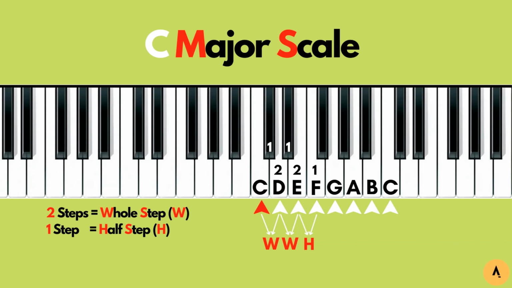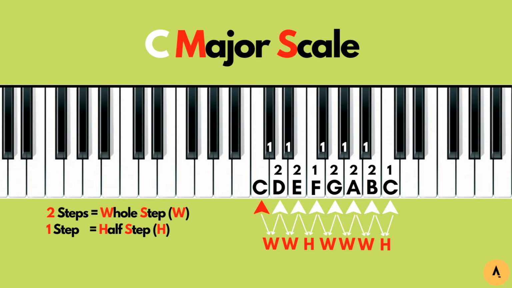Let's keep going. From F to G, we have 2 steps again, making it a whole step. G to A also 2 steps, making it another whole step. A to B also 2 steps, making it a whole step. And B to our octave higher C is only 1 step, which makes it a half step.